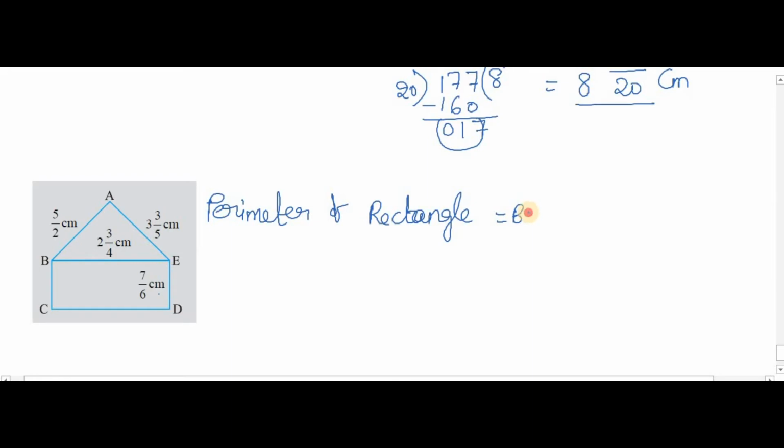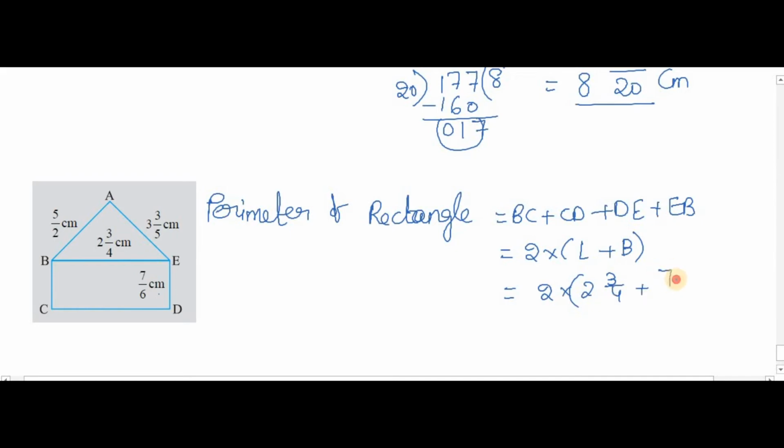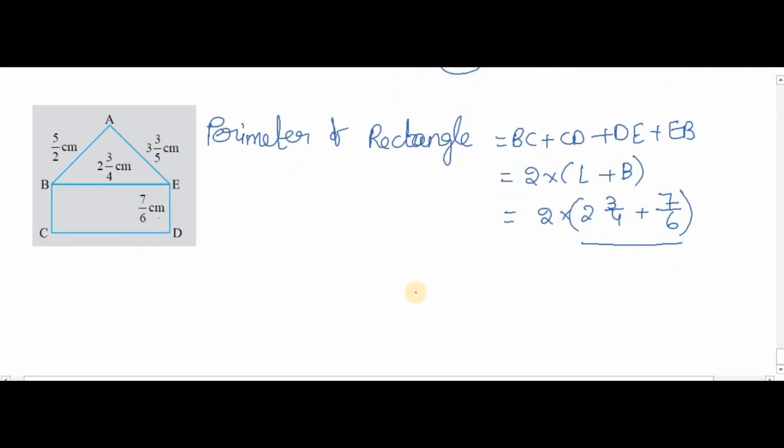So this one we can take as BC plus CD plus DE plus EB or BE. We also know the perimeter of rectangle formula: 2 into length plus breadth. Here my length is 3 1/4 centimeters and breadth is 7/6 centimeters. First we will do the work in the brackets, so first we'll solve the addition, 3 1/4 plus 7/6.